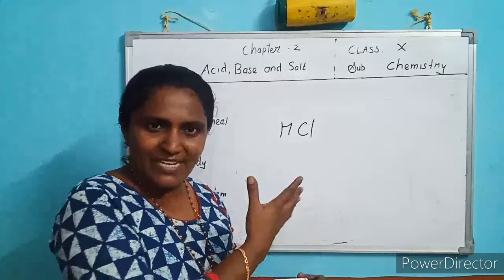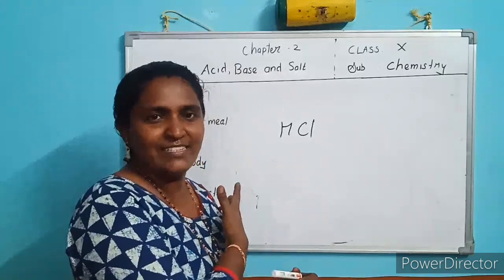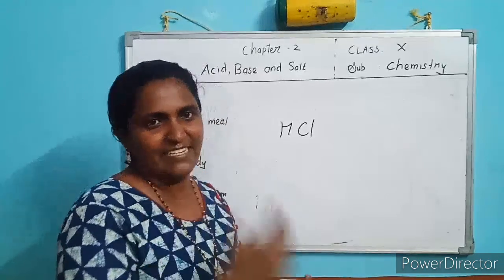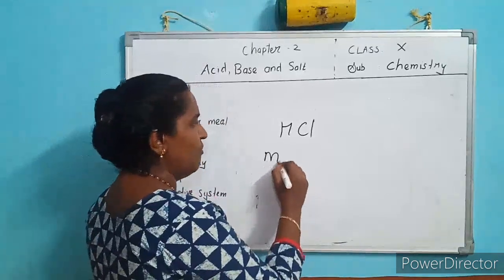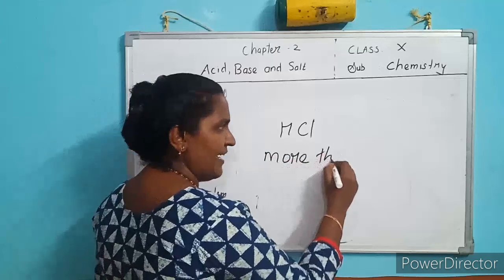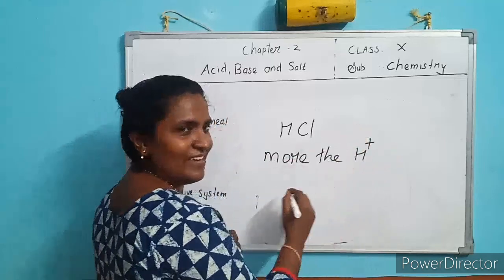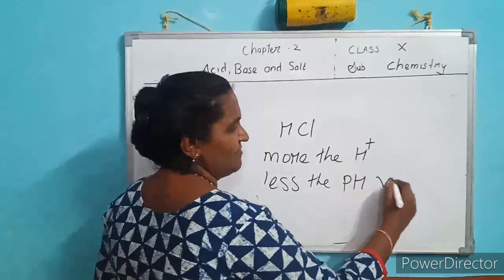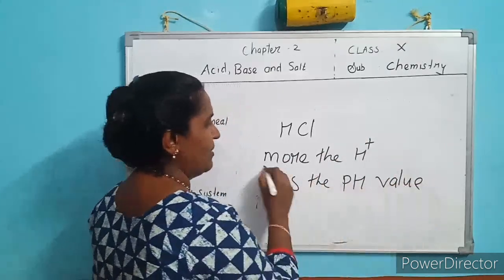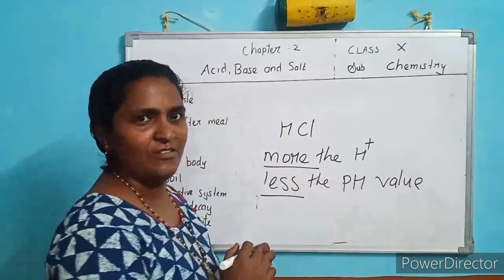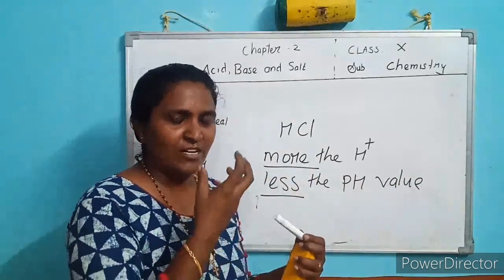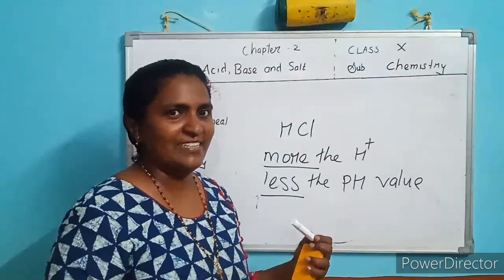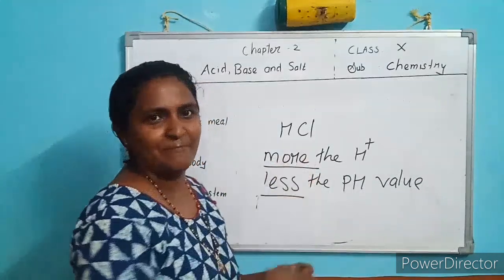I told you, as pH value decreases, acidity increases. That means hydrogen ion increases. Remember this: more the hydrogen ion, less the pH value. So will pH value decrease or not after eating food? Stomach is secreting HCl, so there is more acid. So pH value will be less.